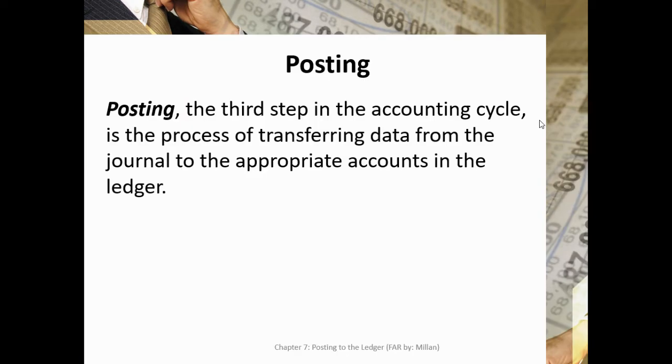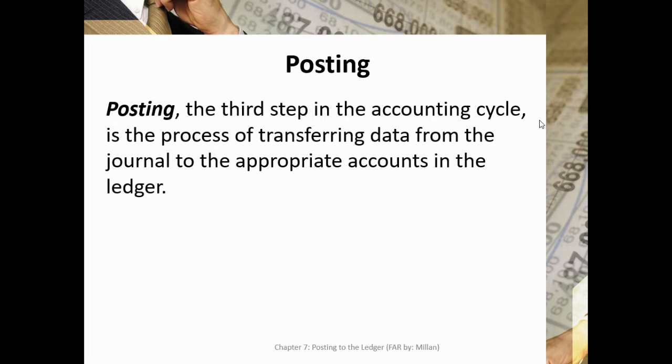So posting is the third step in the accounting cycle. It is the process of transferring data from the journal to the appropriate accounts in the ledger. More specifically, posting is done by transferring the amounts of the debits and credits in a recorded journal entry to the ledger accounts. The purpose of posting is to classify the effects of transactions on specific asset, liability, equity, income, and expense accounts in order to provide more meaningful information.